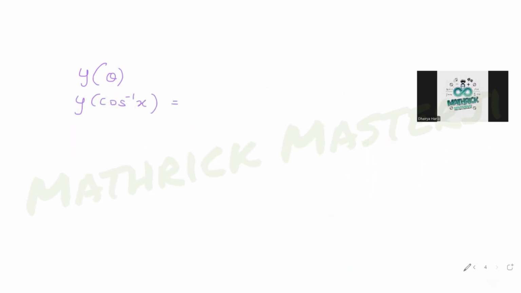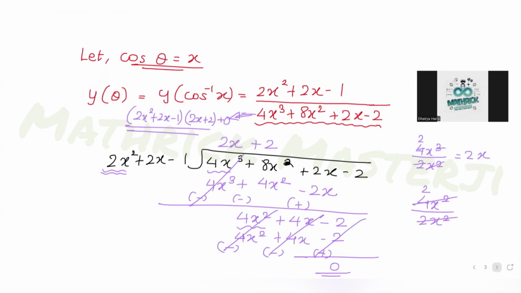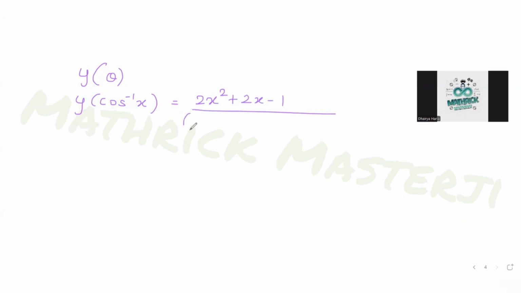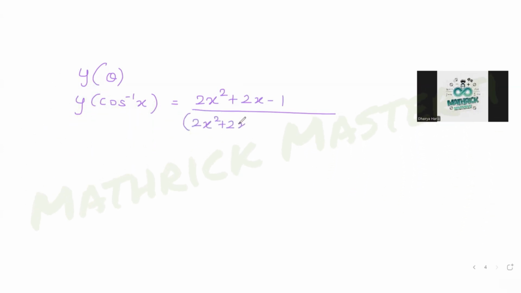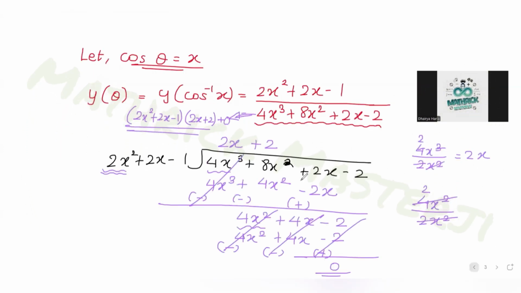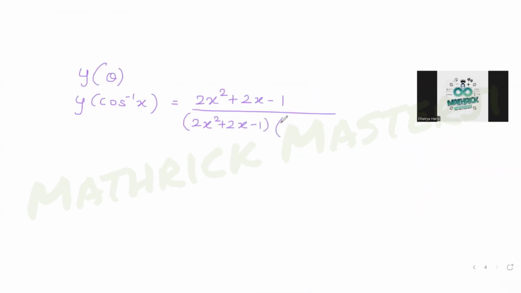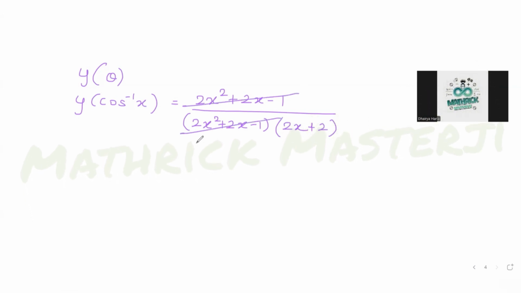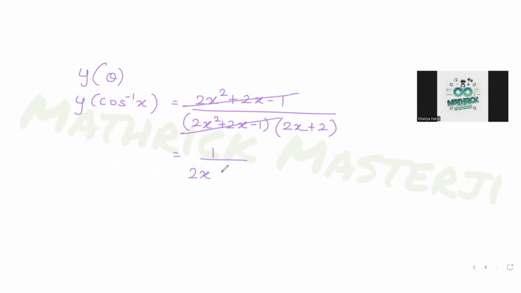So y of theta, but theta I've substituted as cos inverse x. So I can write y of cos inverse x as the whole thing, 2x squared plus 2x minus 1, divided by 2x squared plus 2x minus 1, and the quotient I got was 2x plus 2. Plus 0 doesn't matter because adding 0 doesn't make any difference. So from this I can directly cancel this, and I'm just left with 1 over 2x plus 2.